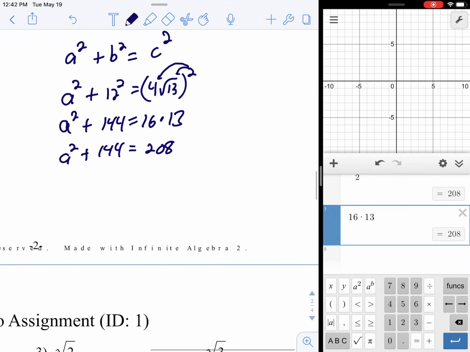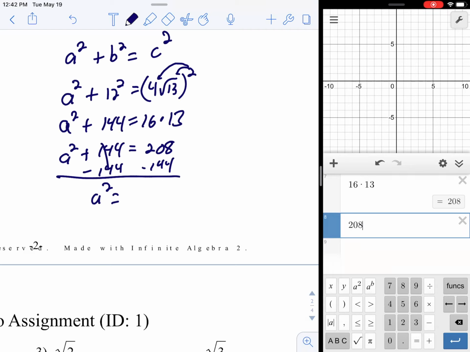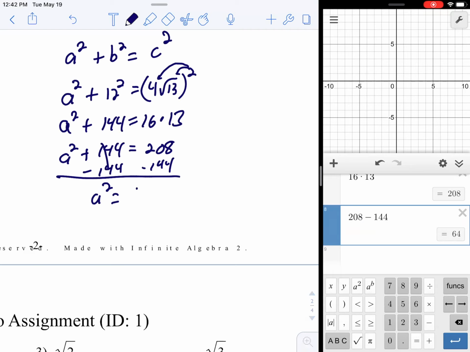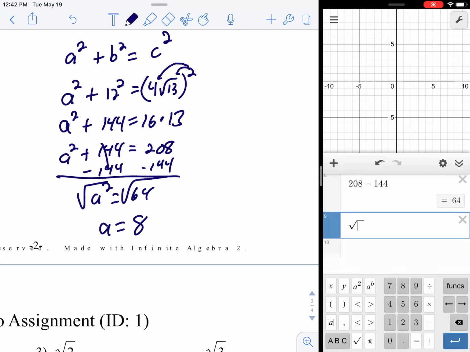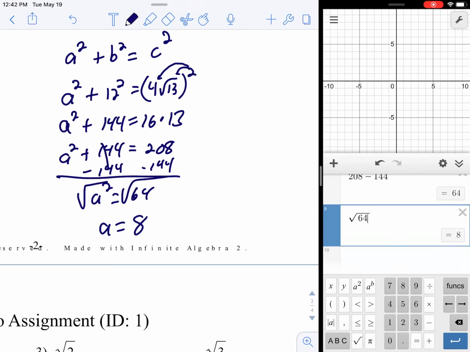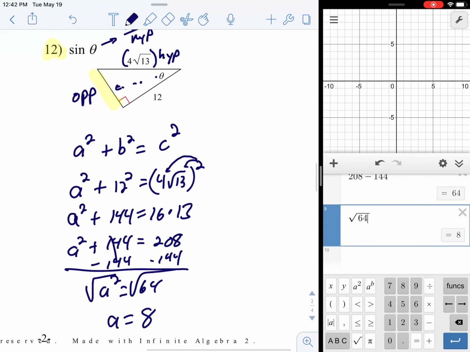Now, can I solve this? Sure. Subtract 144 over to this side. A squared equals, let's see, 208 minus 144, 64. Square root both sides. The square root of 64 is 8. If in doubt, check it out. So this opposite here is 8.